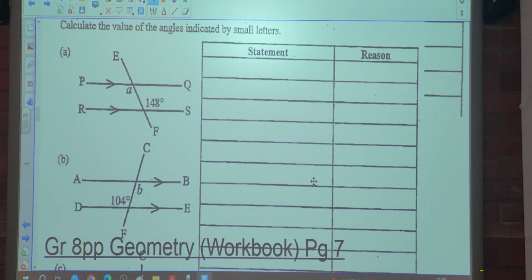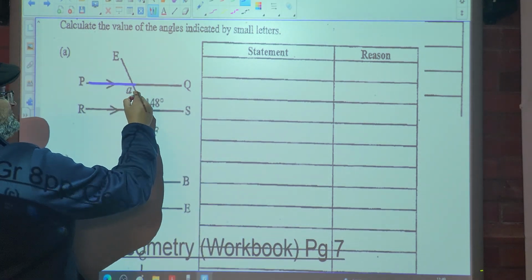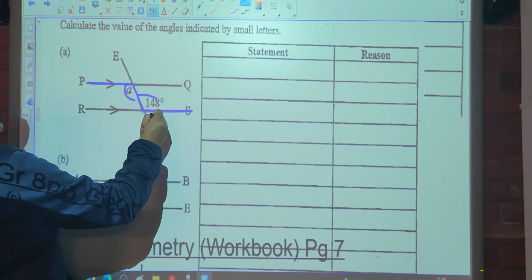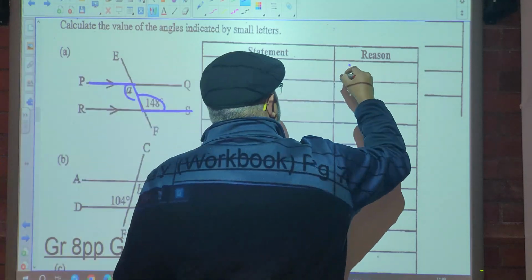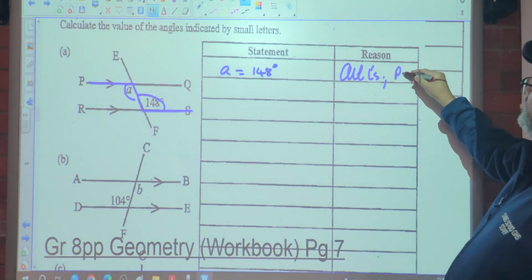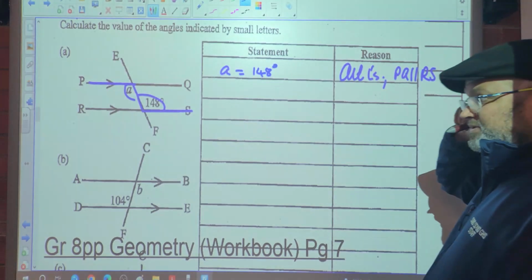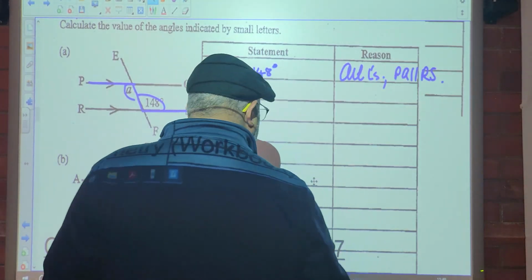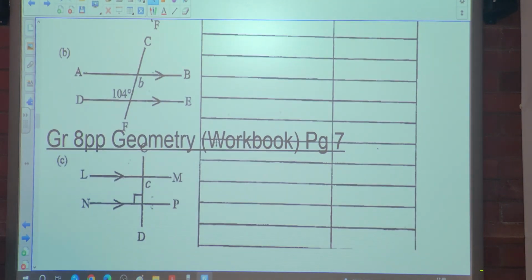How are you going to calculate A? Alternate angles, okay. You can see the alternate angles here. So A is equal to 148. Why? Alternate angles with PQ being parallel to RS. Any confusion there? No. Let's go to the next one, B.